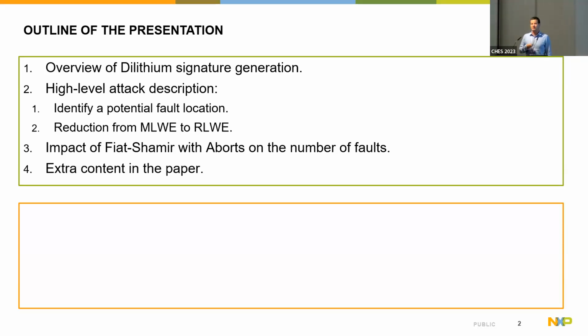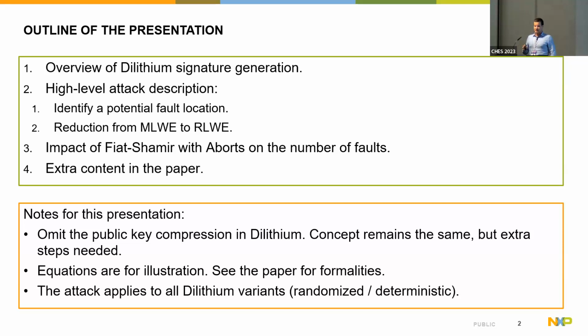Then I will briefly explain some extra content that is in the paper. Some remarks: in Dilithium, there is some public key compression that makes the attack still applicable, but a bit harder. For this presentation, we will completely omit that part, but the details are in the paper. Also, all the equations and figures that I will show are just here for educational purposes. And again, if you want more details, go and check the paper. Also, something important that is in the title is that the attack applies to all Dilithium variants.